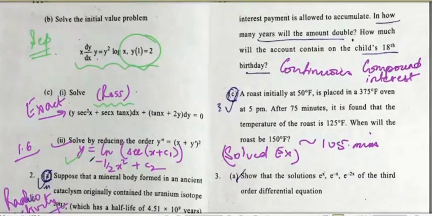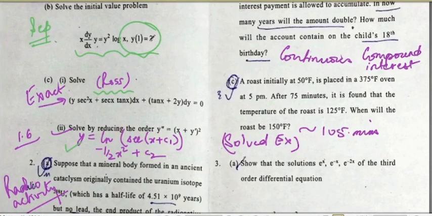C part is a solved example from Edwards and Penny, where it's a Newton's law of cooling application, where the answer turns out to be approximately 105 minutes. So all the questions were directly from the recommended textbooks.